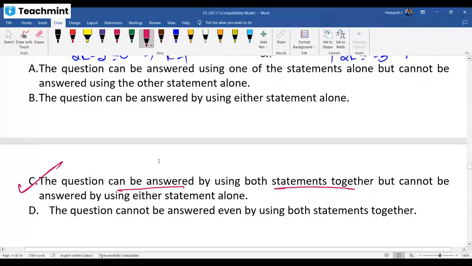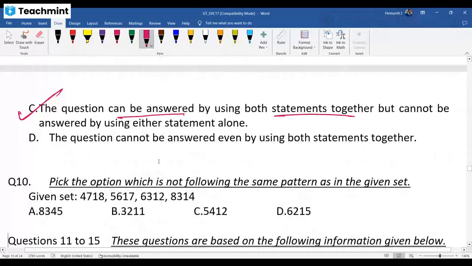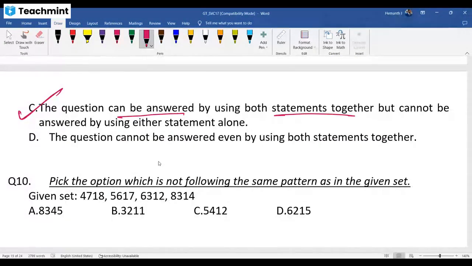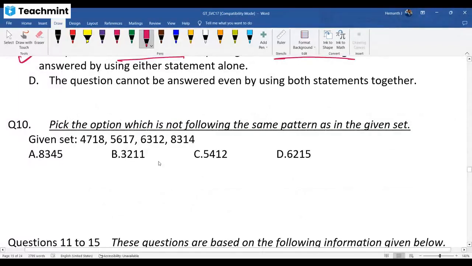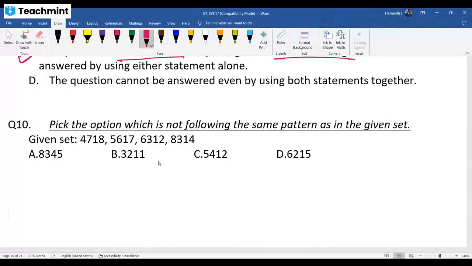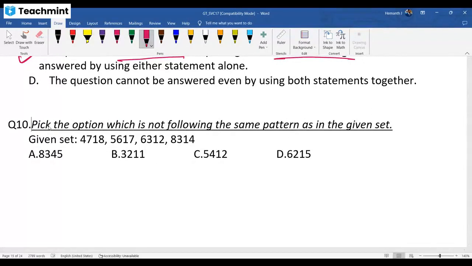Around 12 questions we discussed in quant and 10 in reasoning. So with this question, we'll close the session. See this. We're just triggering your minds. I'll share some other links as well to revise the concepts.